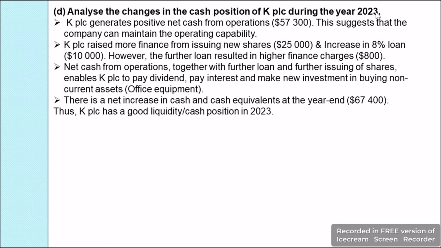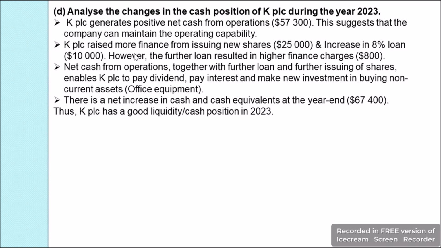In the debit of the question, we are asked to analyze the change in the cash position of KPLC during the year 2023. So what we will do is we will write the activities which led to cash inflows, and then we will write about the activities which led to cash outflows, so that we can mention how the cash position of KPLC has changed. So we will start with KPLC has generated a positive net cash flow from operation. That is, when we have calculated the net cash flow from operation, we got the value as $57,300, and as this is an inflow, this suggests that the operating activities have been maintained more profitably.